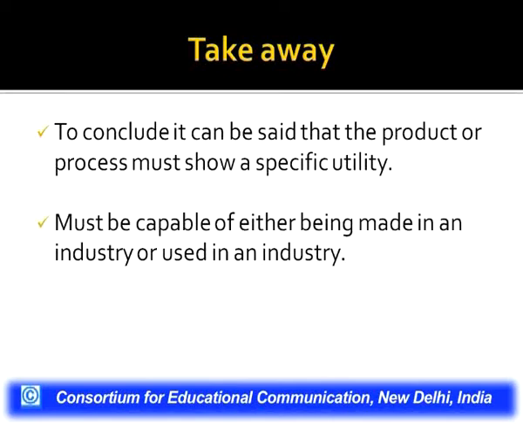The product or a process must show a specific utility. If it shows the specific utility, promises a specific or a prospective utility while applying for the patent, it can be granted a patent. Another thing, if it is capable of either being made or used in industry, then it can be granted patent protection, otherwise it cannot be granted patent protection.